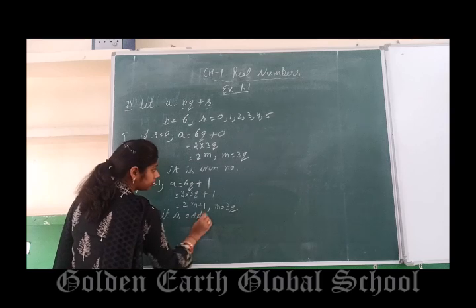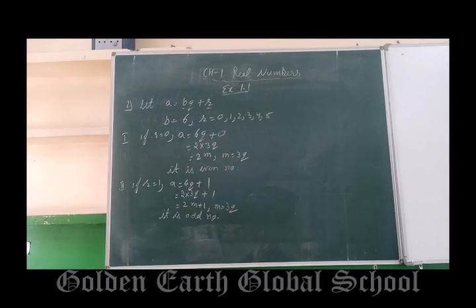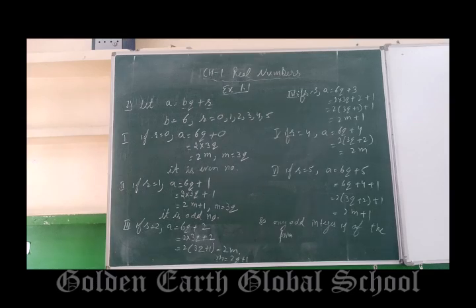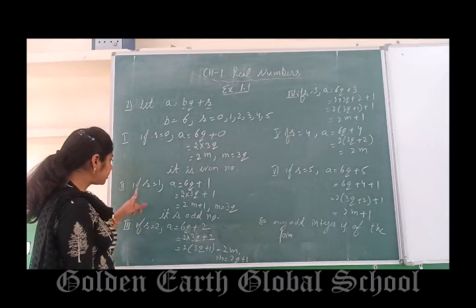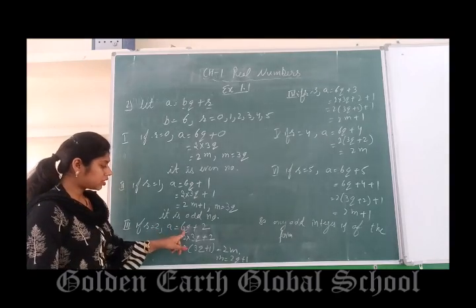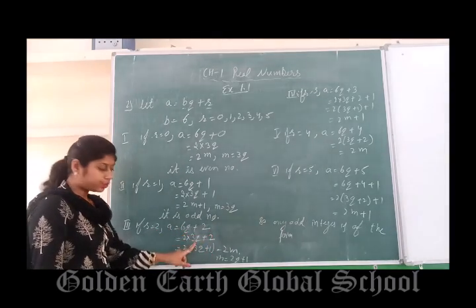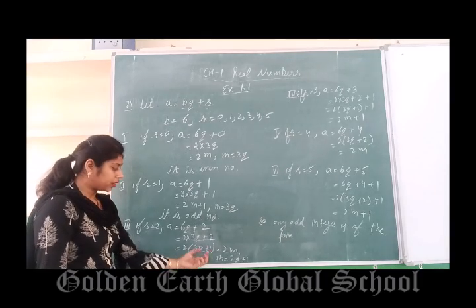It is an odd number. Similarly, we will discuss the rest of the parts. Similarly, you can solve the rest of the parts. Case 3, you will take r is equal to 2, a is equal to 6q plus 2. Again split it, 2 into 2, take 2 common, 3q plus 1.